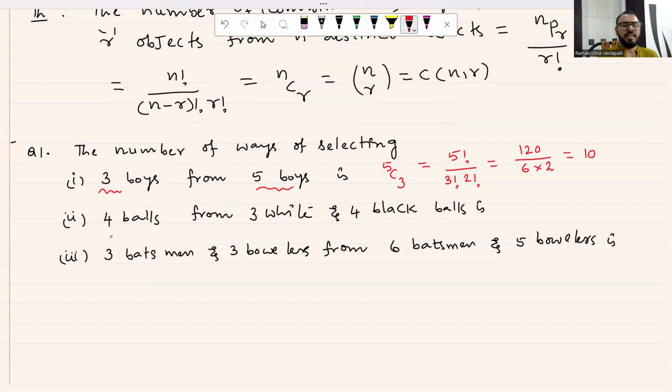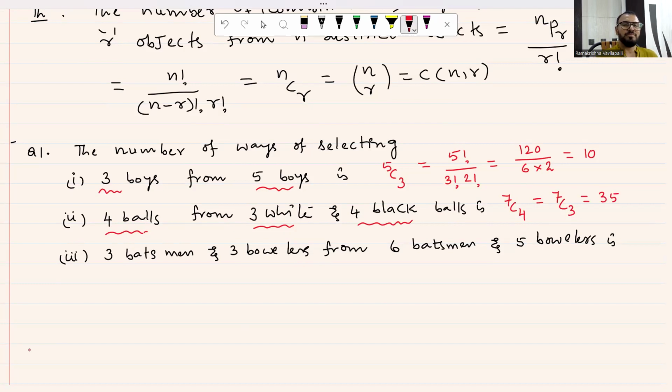Now you see, the number of ways of selecting 4 balls from 3 white and 4 black balls. There are 3 white balls. There are 4 black balls. We want to select 4 balls. So out of 7 balls, you want to select 4 balls. There are 7 balls. So therefore, this is equal to 7C4. Using the same method, this is also equivalent to 7C3. Using the same method, you will get 35.